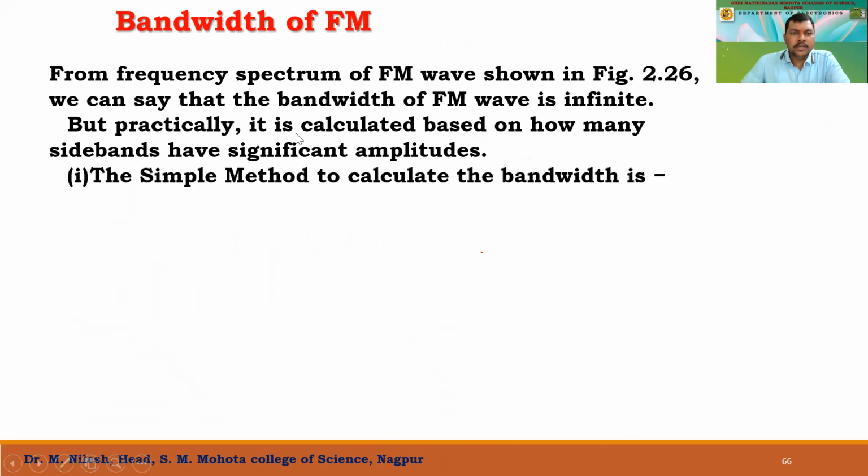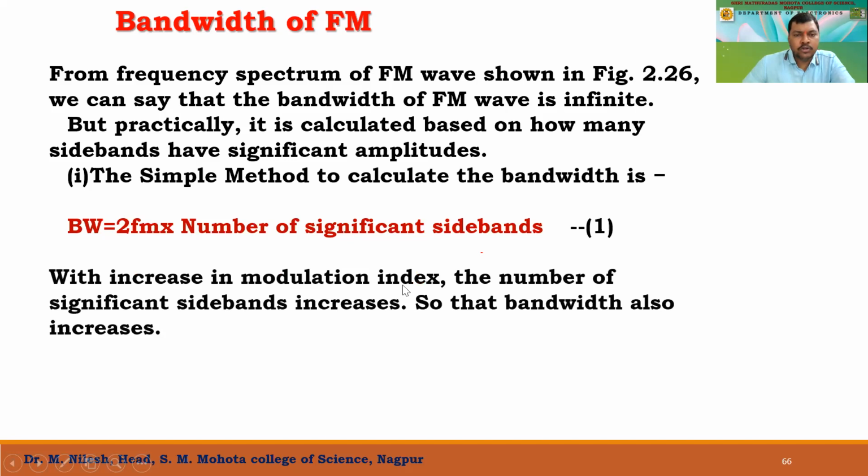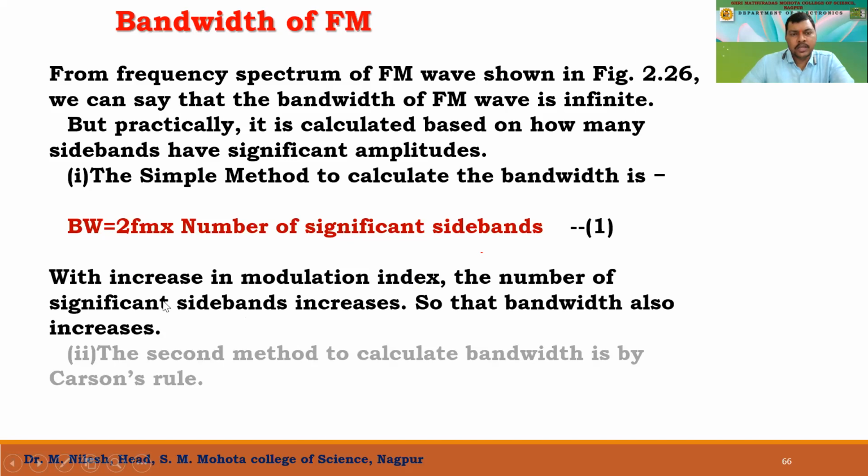Okay. But practically, it is calculated based on how many sidebands have significant amplitude. The rest of the sidebands have lower amplitude, which are not noticed by the receiver section. So we are concerned only with those having prominent amplitudes, and the rest are neglected. A simple method to calculate the bandwidth is twice of Fm times the number of significant sidebands. With an increase in modulation index, the number of significant sidebands increases, so the bandwidth also increases.